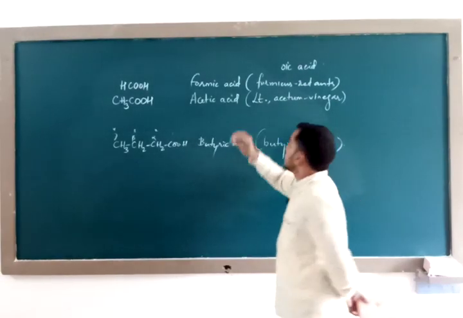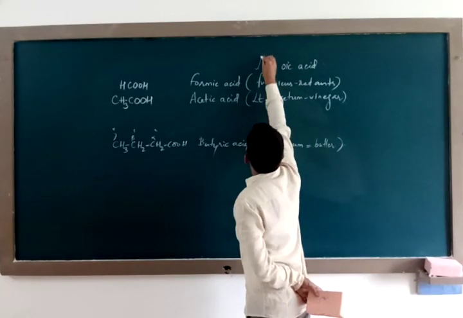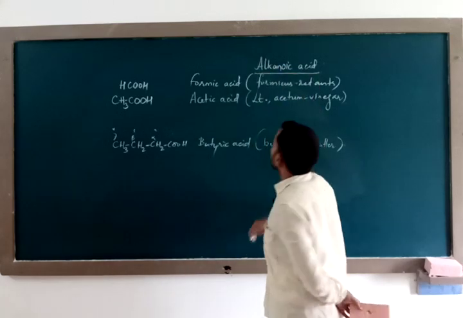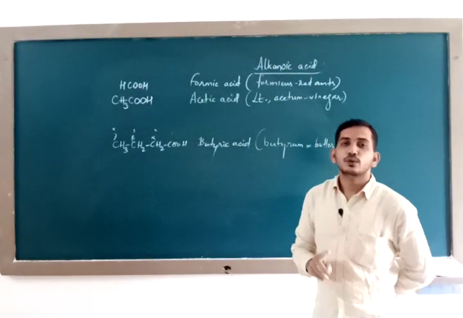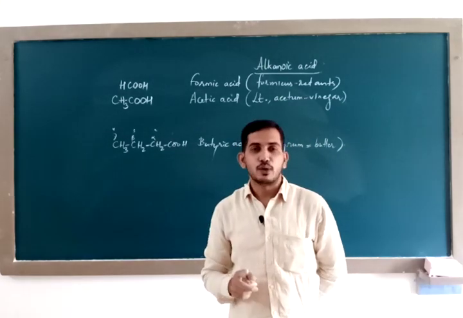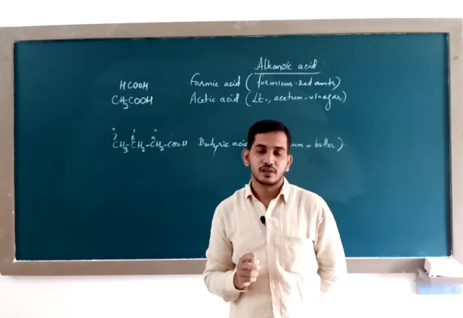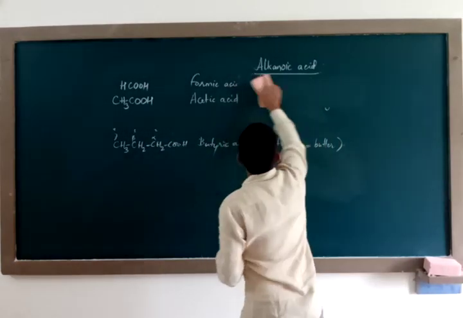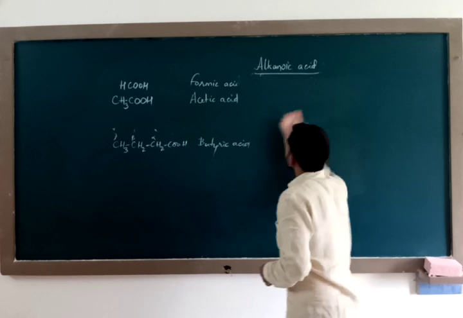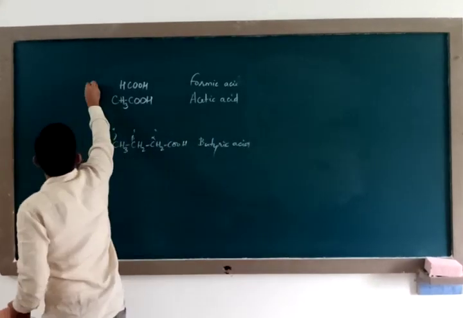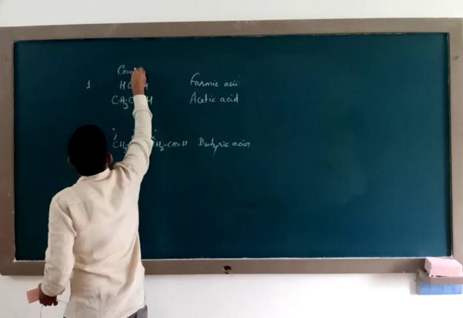Oic acid. So if this suffix is added to alkanes, then it becomes alkanoic acid. Alkanoic acid is the IUPAC name for carboxylic acid. Let us see some examples of how they are named, beginning with formic acid.